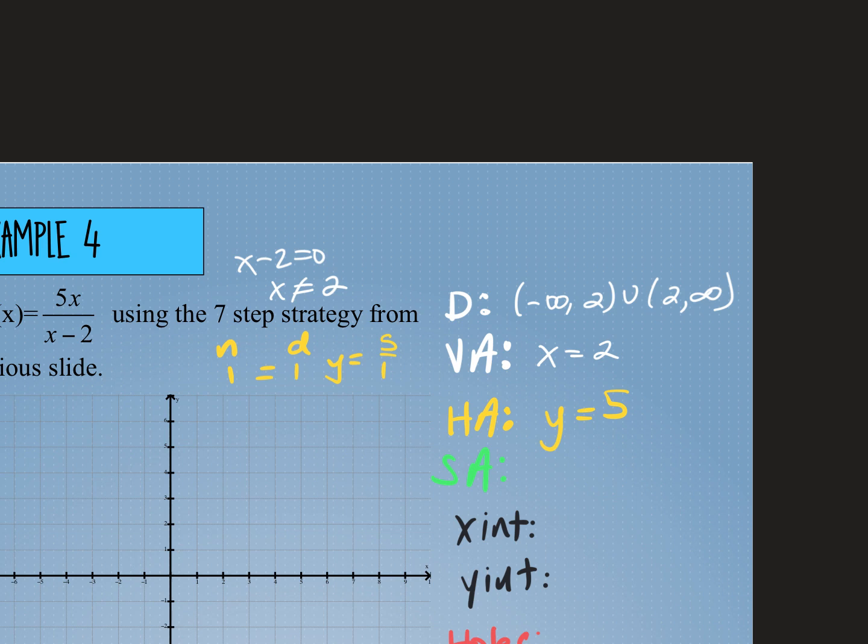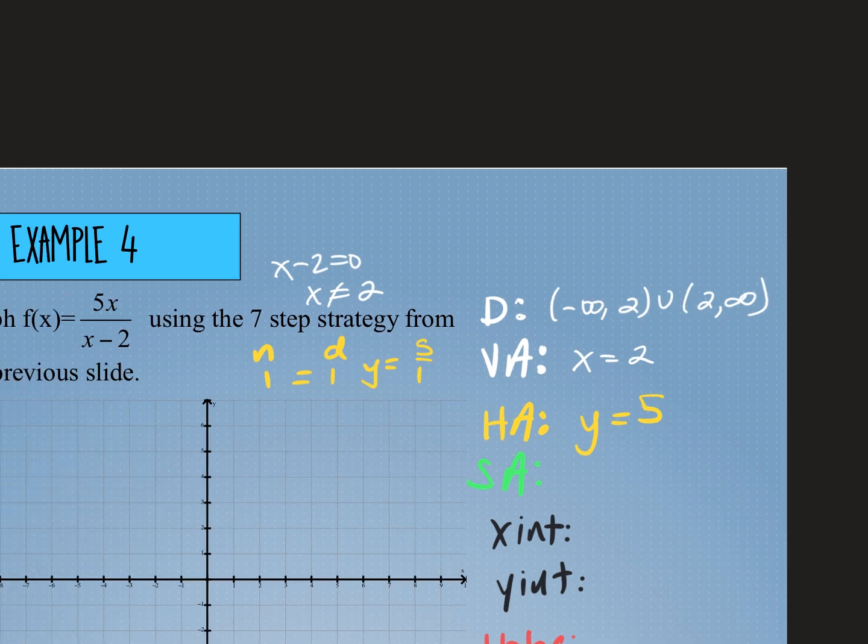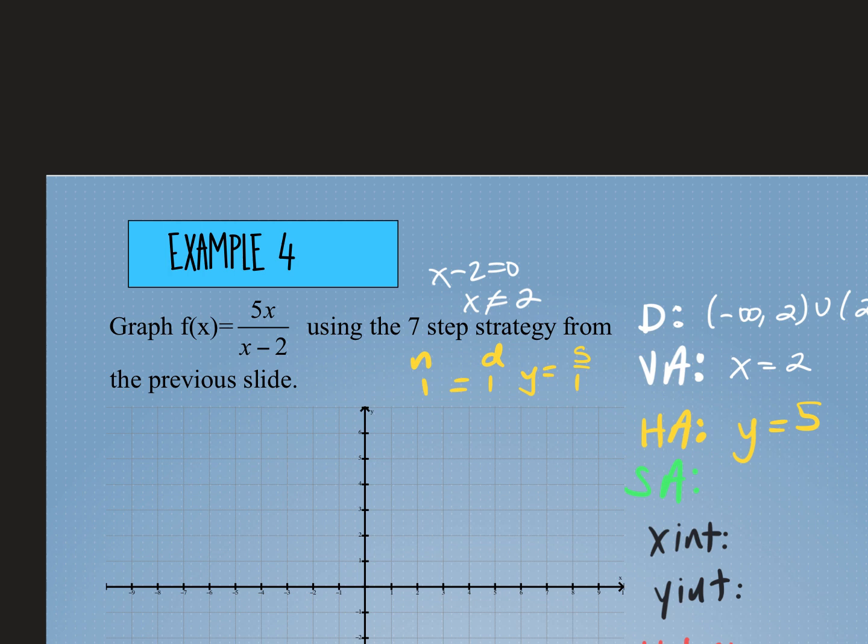If you have a horizontal asymptote, you will not have a slant asymptote. Let me repeat that. If you have a horizontal asymptote, you will not have a slant asymptote. Here's the reason why. How do you find the slant asymptote? What's your cheat sheet say to do?